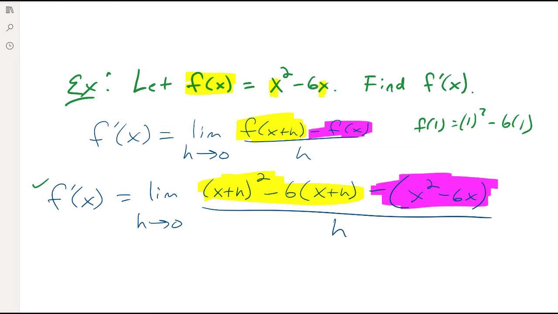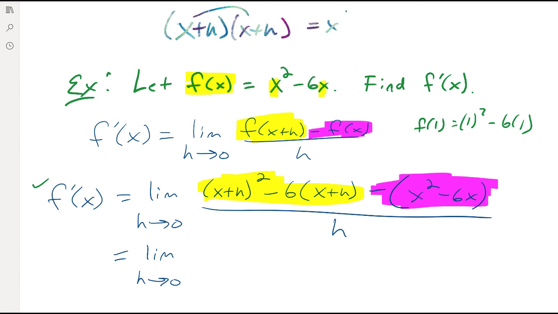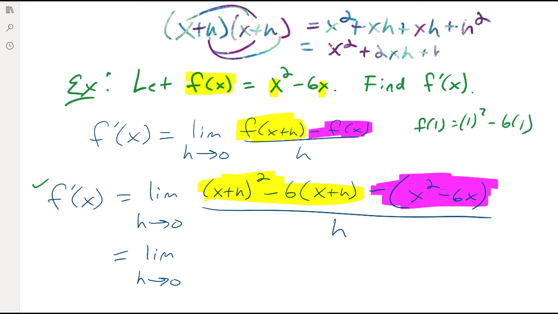Okay, so now I'm going to FOIL out the x plus h squared. So really quickly, if you come up to the top here, let me do it in a different color. If I have x plus h squared, which is x plus h times x plus h, you're just going to FOIL it out, right? X times x is x squared, x times h is an xh. Now I distribute my h. H times x is also an xh. And then h times h is an h squared. So putting that together, I get x squared plus 2 of those xh's plus h squared.